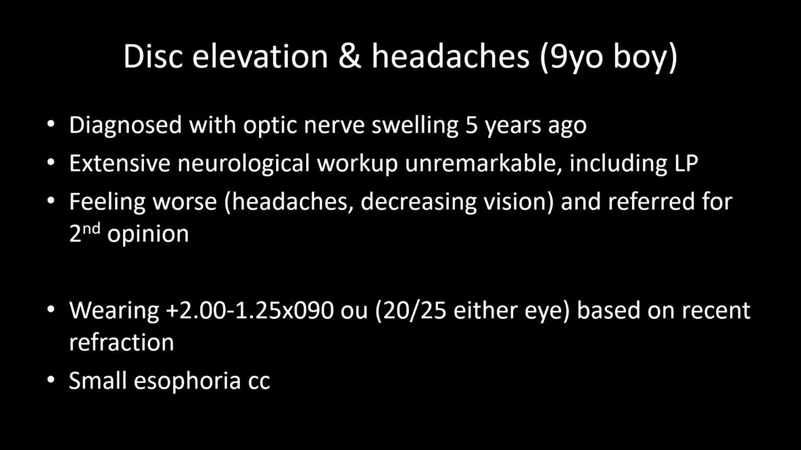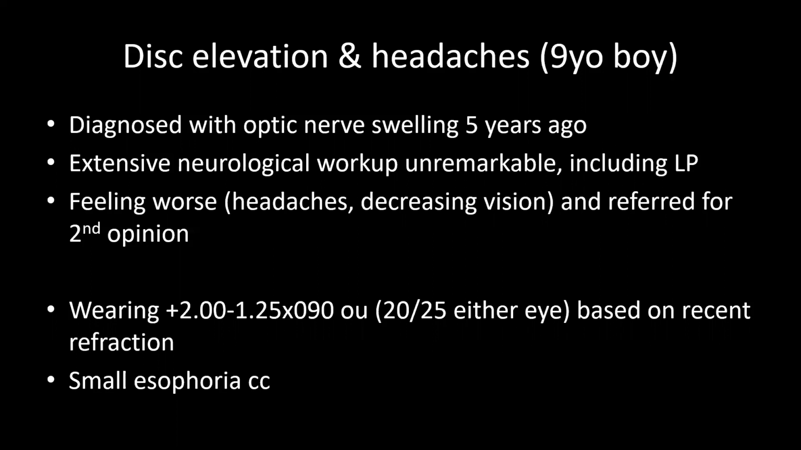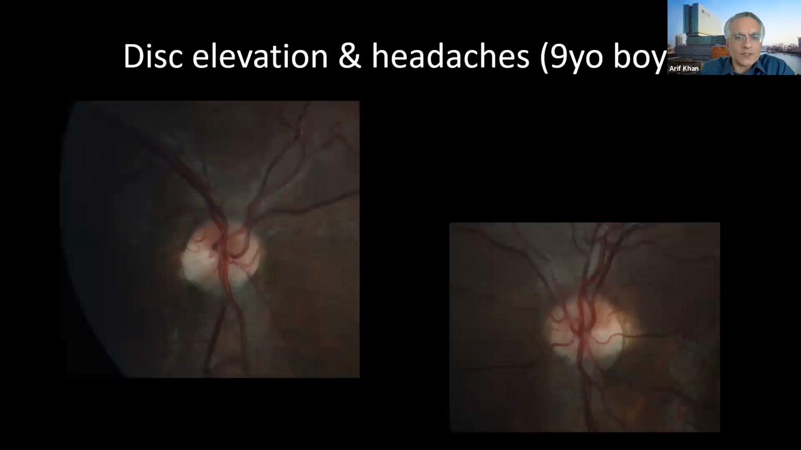Okay. How about we take a look at his discs? After the history, we'll start with the physical exam, starting with the VA, extraocular motility, and the relative afferent pupillary defect. Then we'll do the slit lamp examination. Okay. Well, let's go right to his discs.